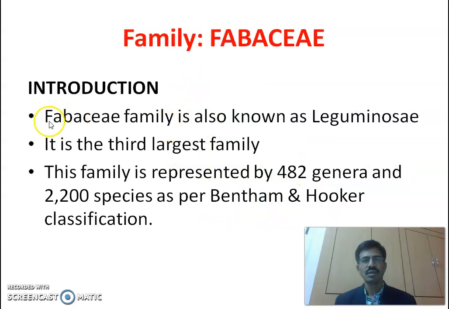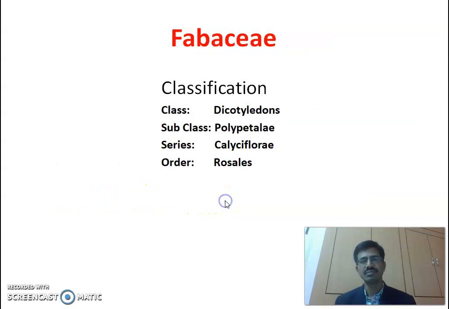Now, Fabaceae family is also known as Leguminaceae. It is the third largest family. This family is represented by 482 genera and 2200 species as per Bentham-Hooker's classification.